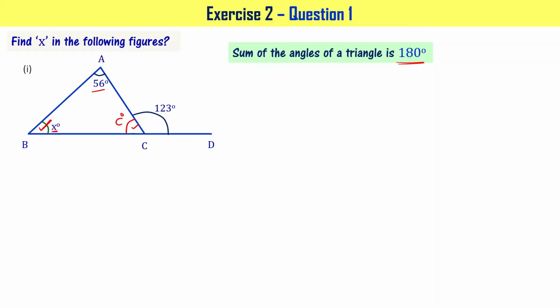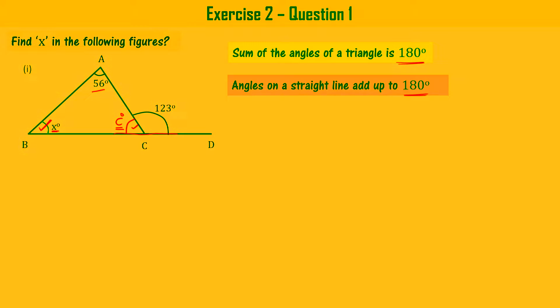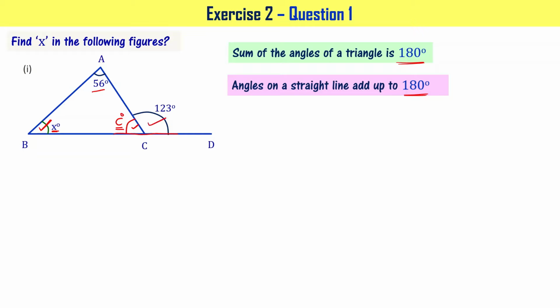But x is unknown here and C is also unknown here. So we cannot get this directly, right? To answer this question, we need to first know what is the value of C here. For that, I'm going to make use of another statement. It says that angles on a straight line add up to 180 degrees. This is the straight line, right? The angles on this particular straight line are C degrees and 123 degrees. When you add these two, that is equal to 180 degrees. Let's write that. C degrees plus 123 degrees equal to 180 degrees, right?